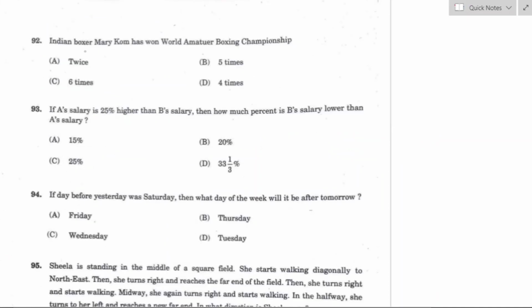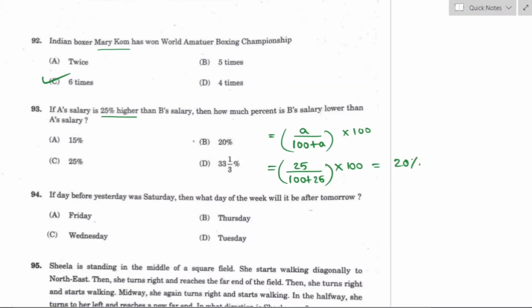Question number 92. Indian boxer Mary Kom has won World Amateur Boxing Championship 6 times. Option C is the right answer. Question number 93. If A salary is 25% higher than B salary, then how much percent is B salary lower than A salary? So it is given by the formula A divided by 100 plus A into 100. A is the percentage of salary higher, so it is 25%. So 25 divided by 100 plus 25 into 100. So the B salary will be lower by 20%. Option B is the right answer.